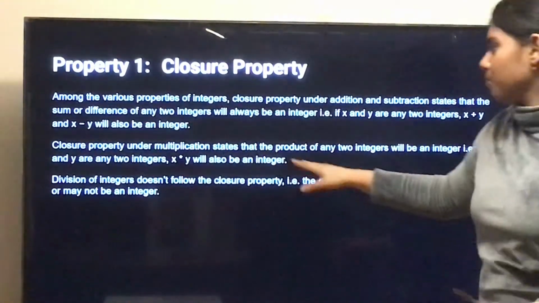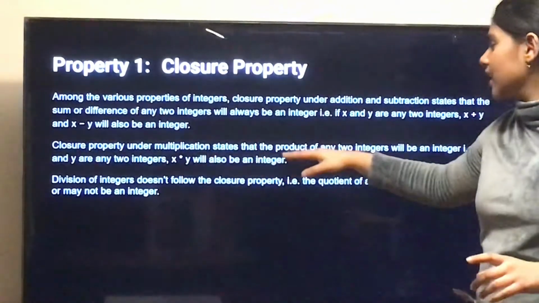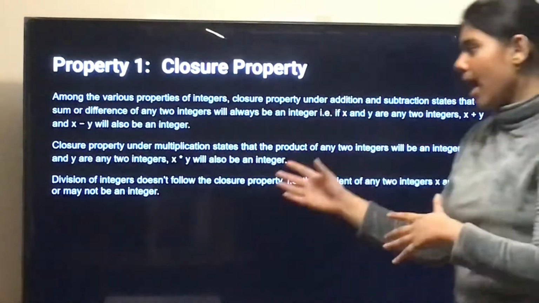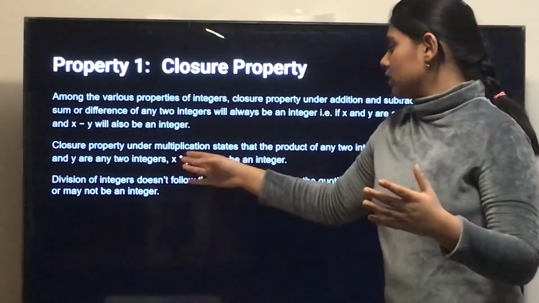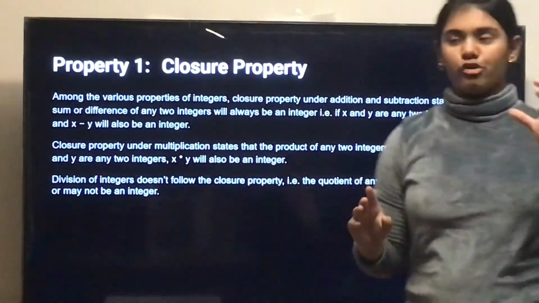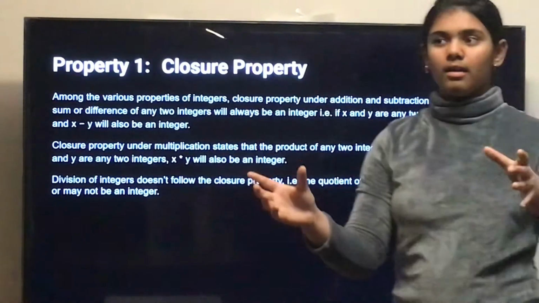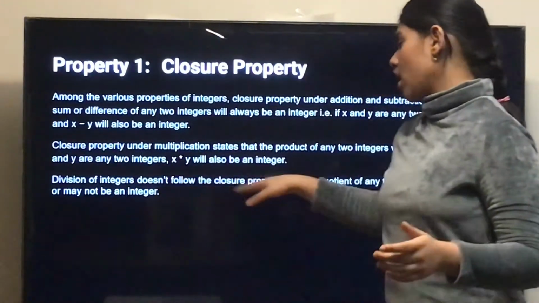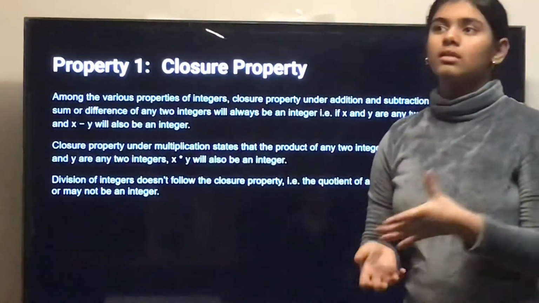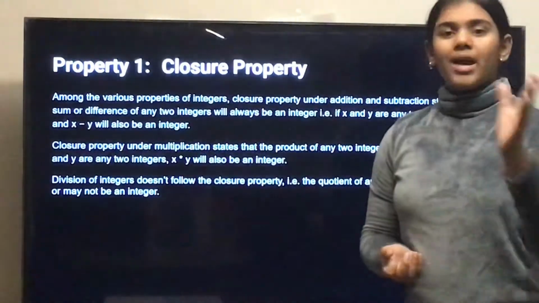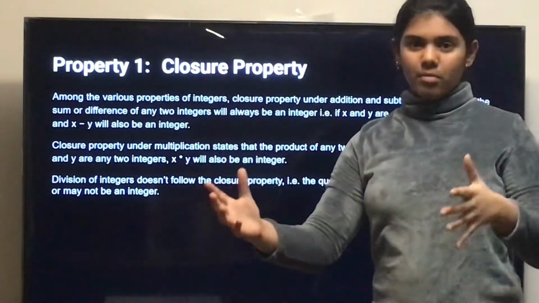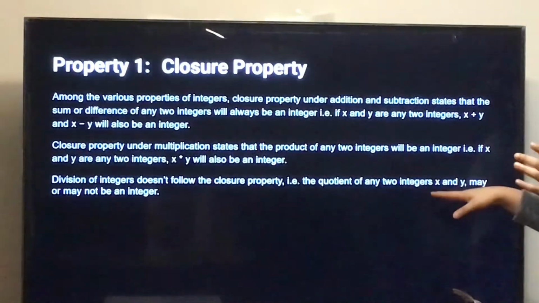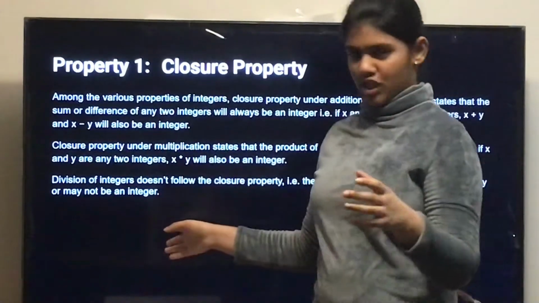Same for multiplication. The closure property for multiplication states that the product of any two integers will be an integer. Example, if x and y are two integers, x multiplied by y will also be an integer. So 5 times 6 is 30. 30 is an integer, and so are 5 and 6. Division of integers does not follow the closure property. Now with division, sometimes the answer might be a decimal, which is not a whole number. So the quotient of any two integers x and y may or may not be an integer.